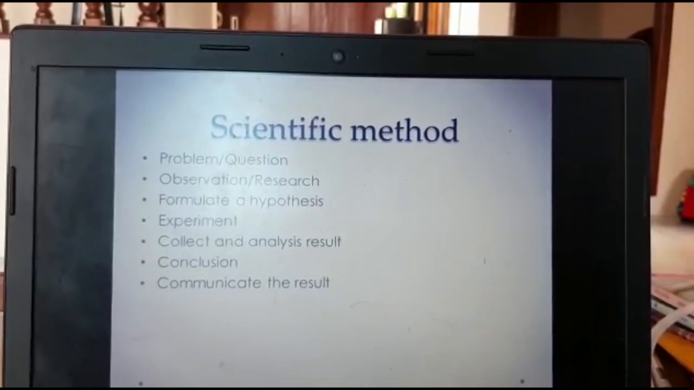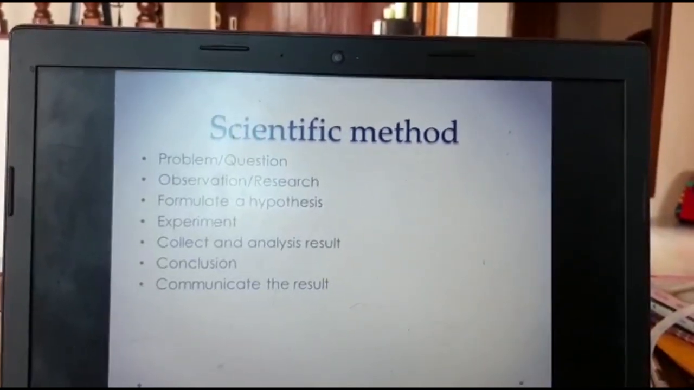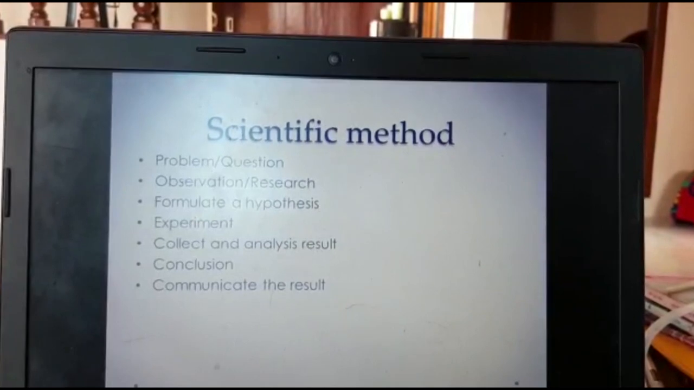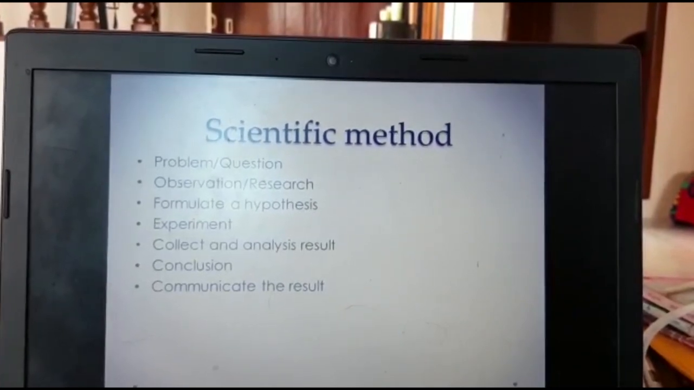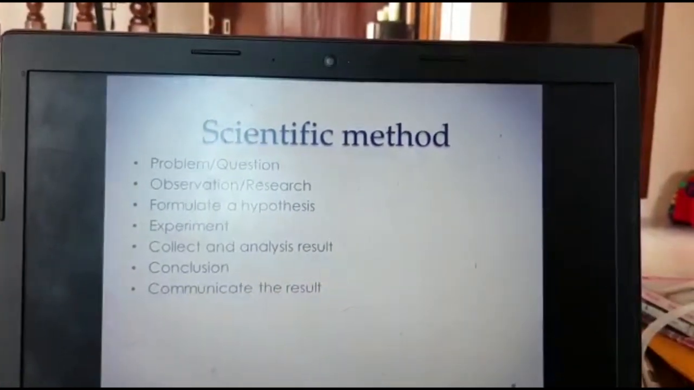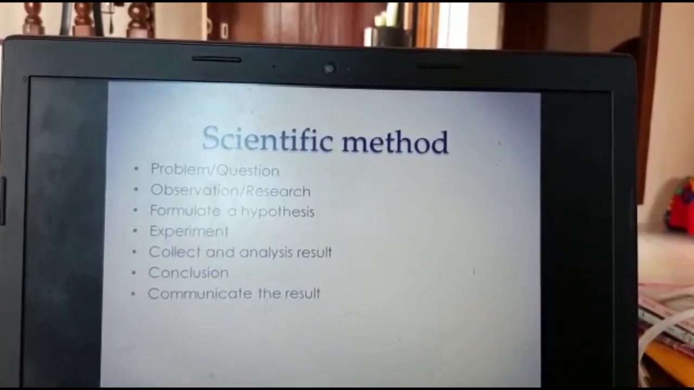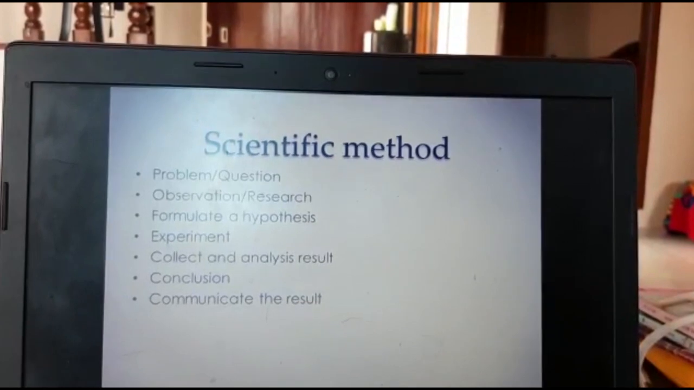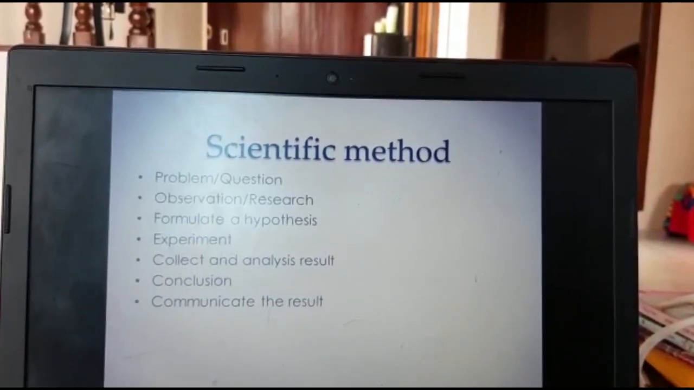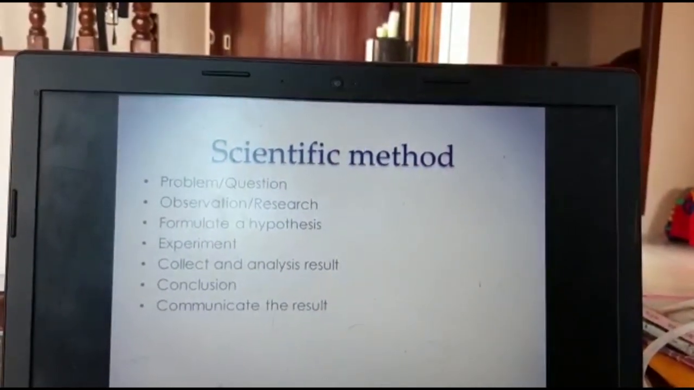The first one is a problem or a question. Second is observation or research. The third is to formulate a hypothesis. Fourth is experiment. Next, collect and analyze results. The last is conclusion. And the important thing is to communicate the result.